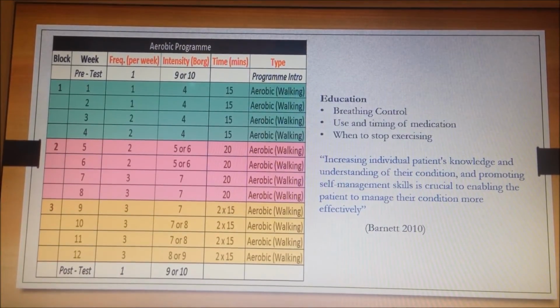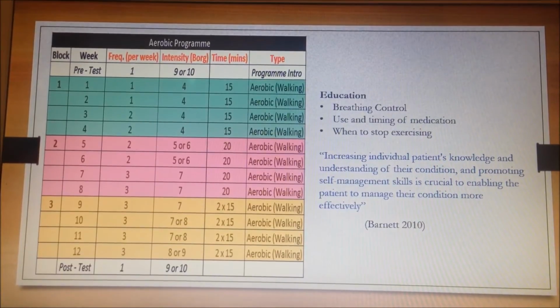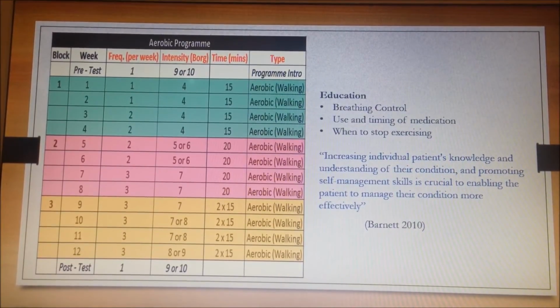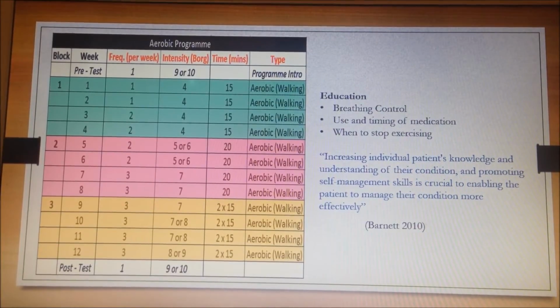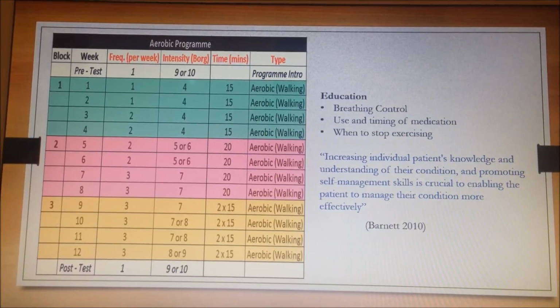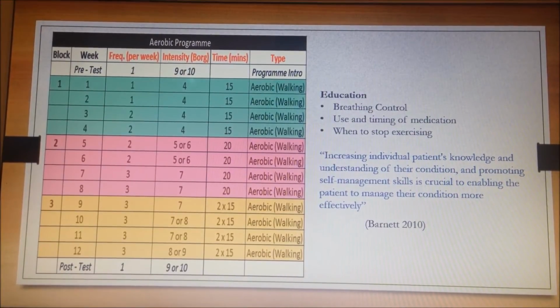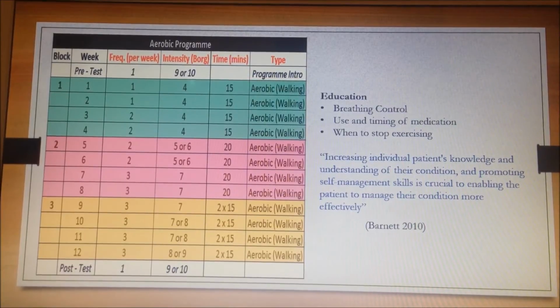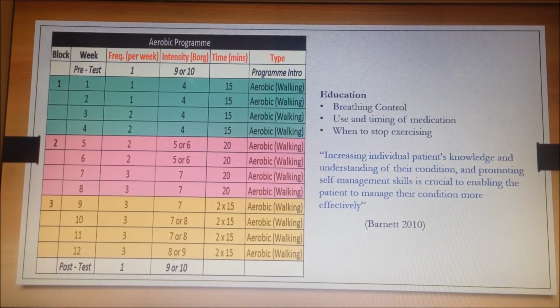With regard to education, they're going to learn breathing control, the use and timing of medication, and when to stop exercising. For example, if they got to a 10 very early on in their session, they may have to stop. Barnett 2010 stated that increasing individual patients' knowledge and understanding of their condition and promoting self-management skills is crucial to enabling the patient to manage their condition more effectively, and we couldn't agree more.